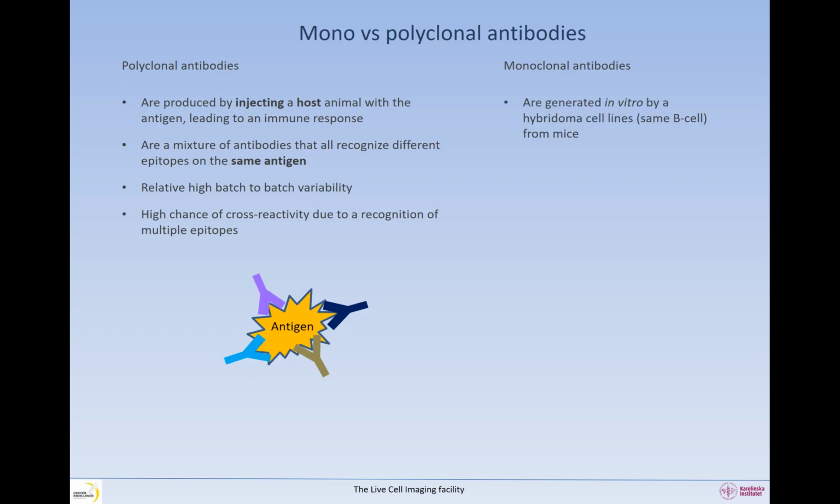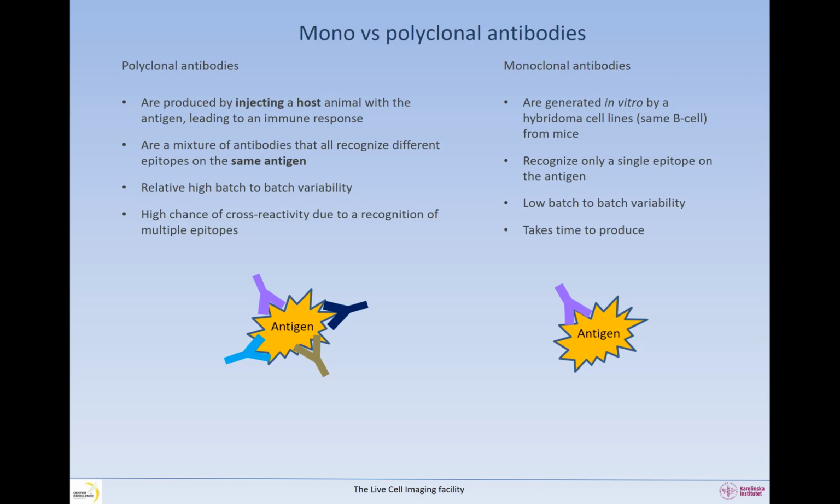Monoclonal antibodies are generated in vitro by a hybridoma cell line from mice, recognize only a single epitope on the antigen, and thus we will have a low batch-to-batch variability. But it takes time to produce.